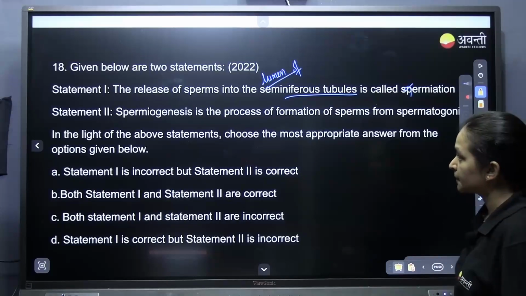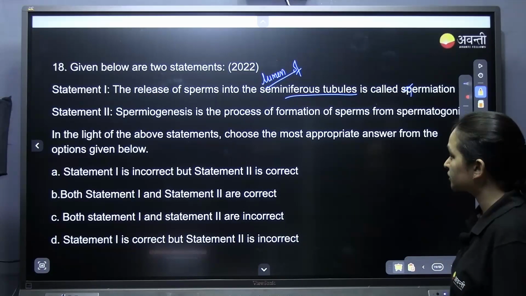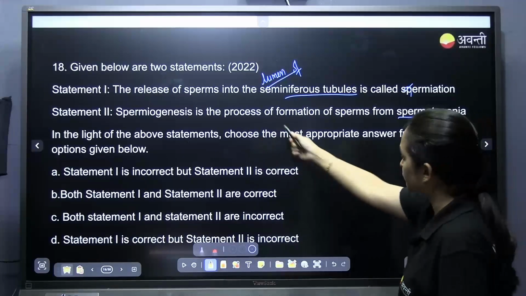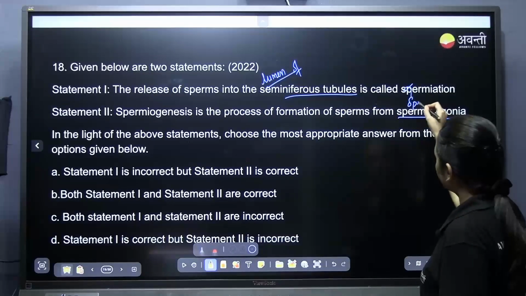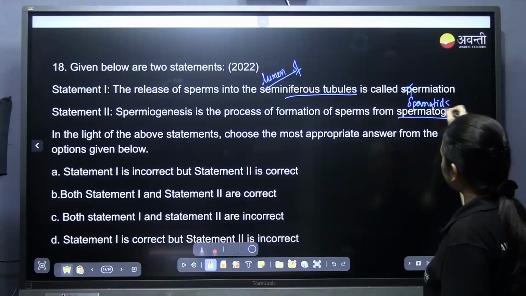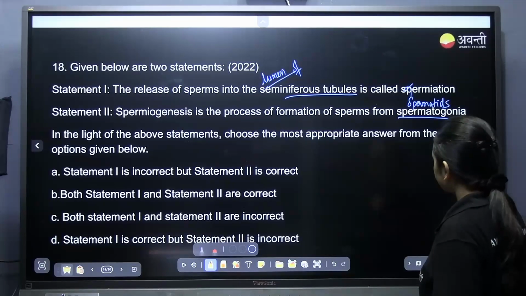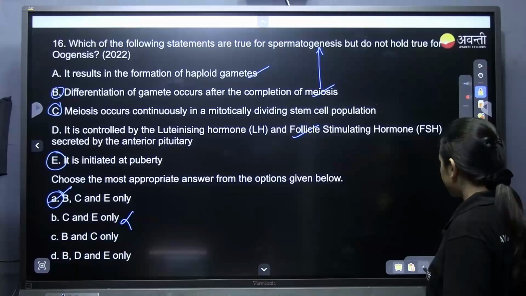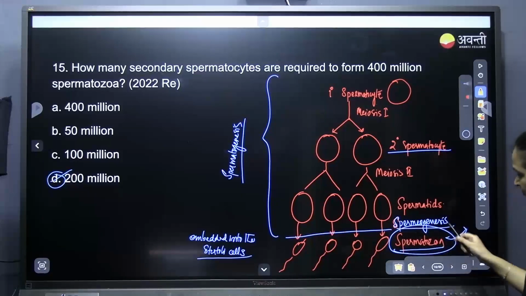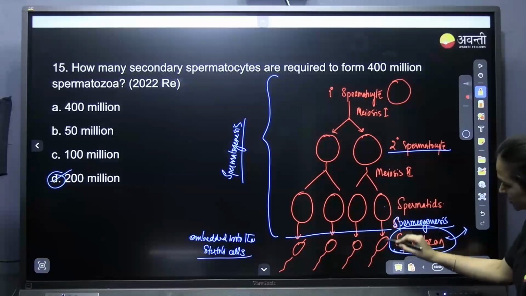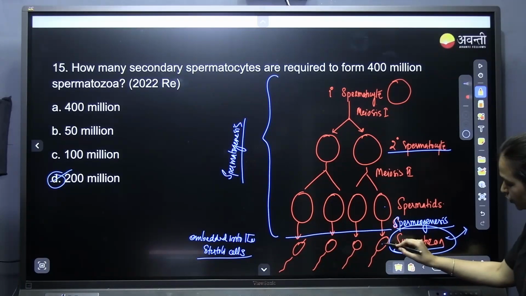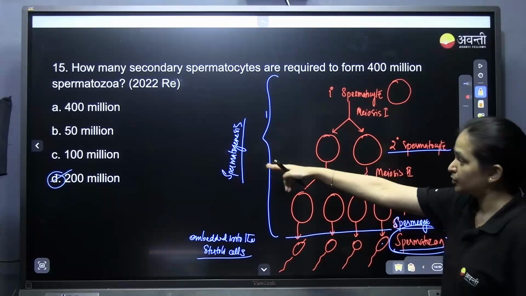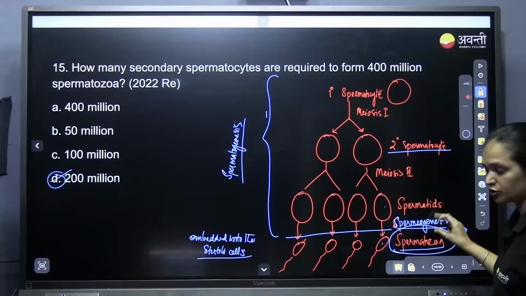Spermiogenesis is the process of formation of sperms from spermatogonia. Spermiogenesis is a process of formation of sperms from spermatids, isn't it? What did I tell you? From the spermatids, formation of spermatozoa is called spermiogenesis. This particular process is called spermiogenesis.